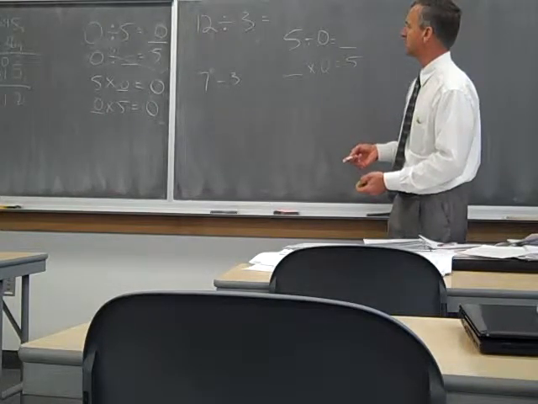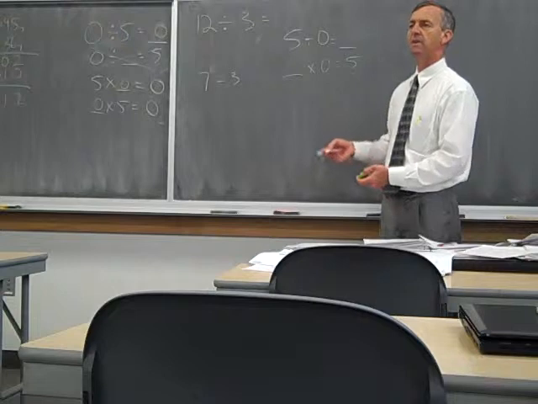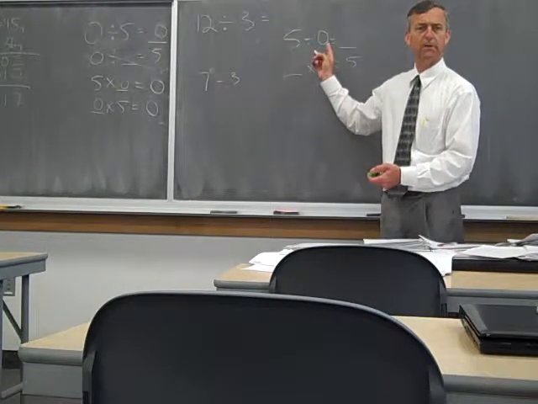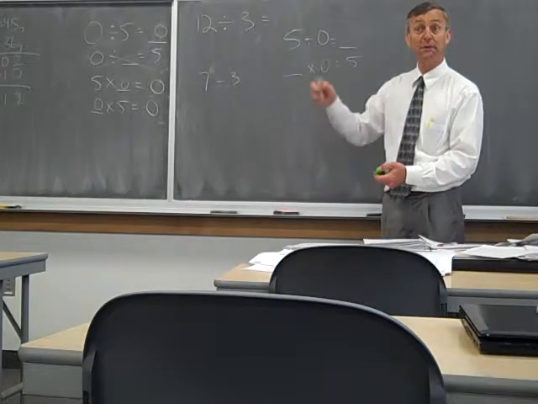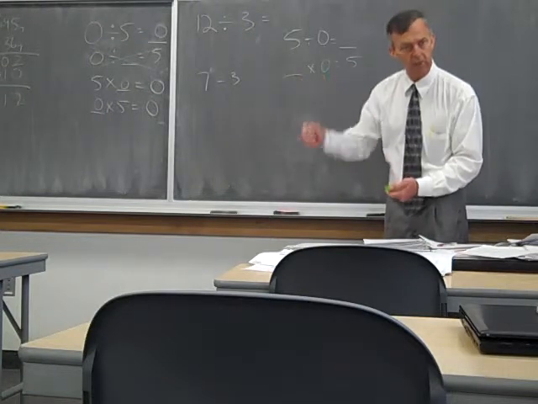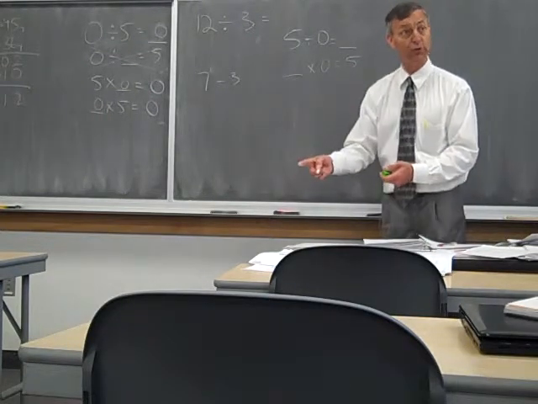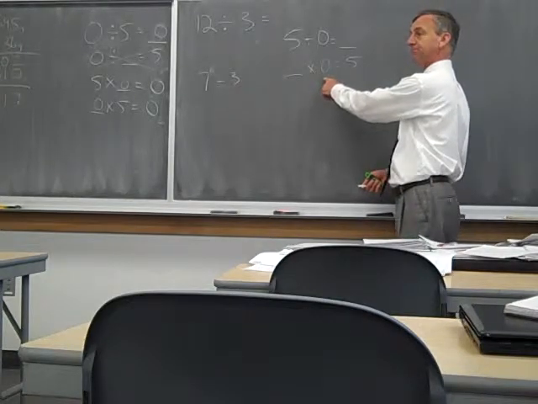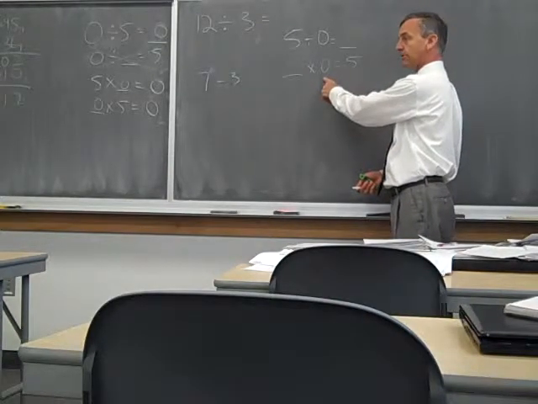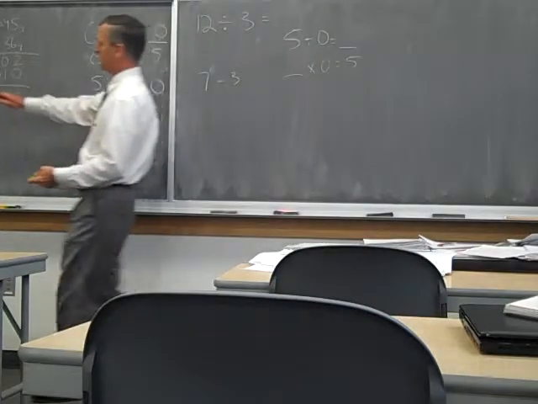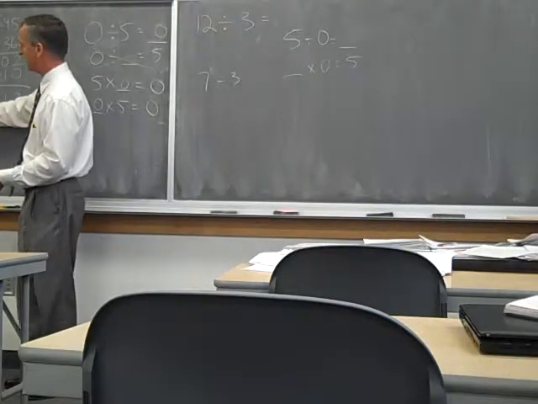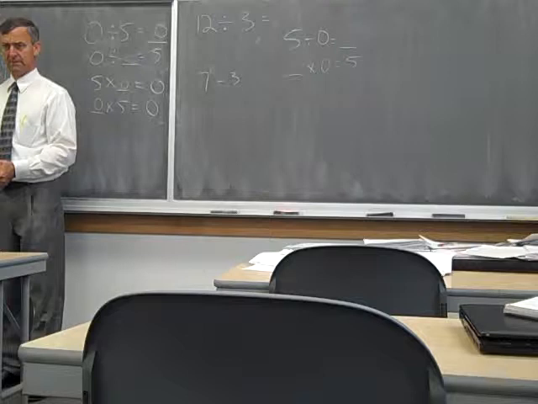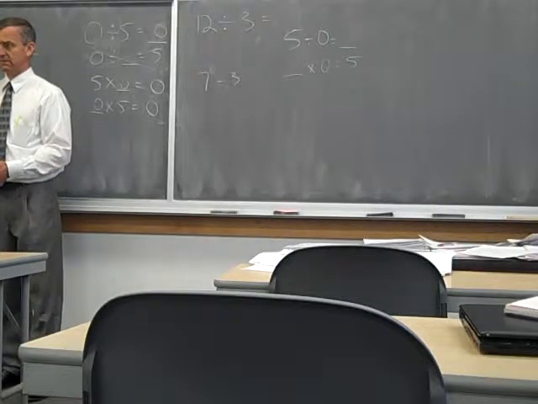Before you came to this class, you probably had memorized you can't divide by 0. Now you should be able to explain why you can't divide by 0. You should be able to explain it 3 different ways: one with the missing factor model, one with the repeated subtraction model, and one with the partition model. Okay?